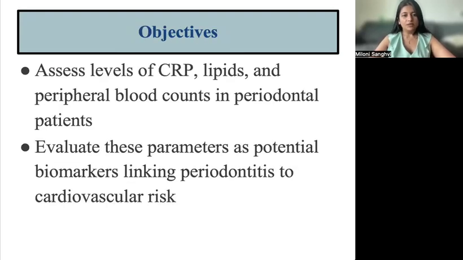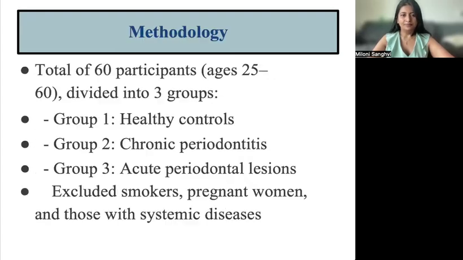So the objectives of the study were to assess levels of CRP, lipids, and peripheral blood in periodontal patients and evaluate these parameters as potential biomarkers linking periodontitis to cardiovascular risk.